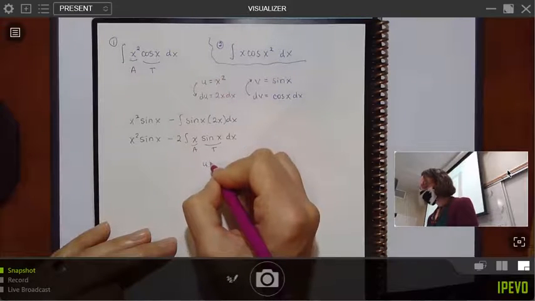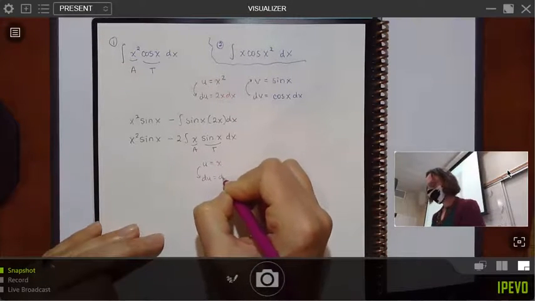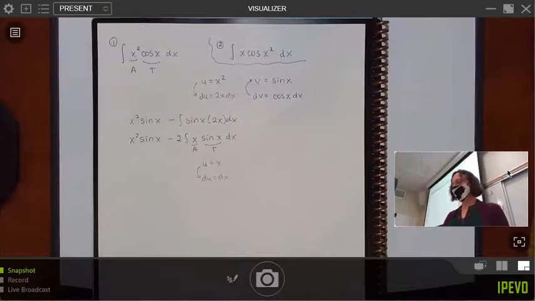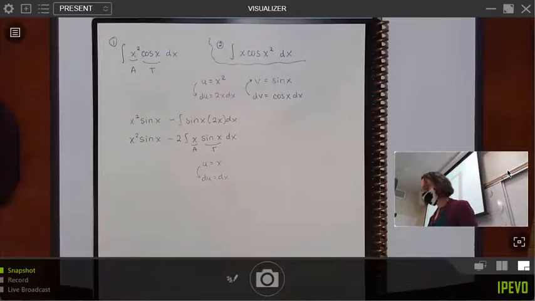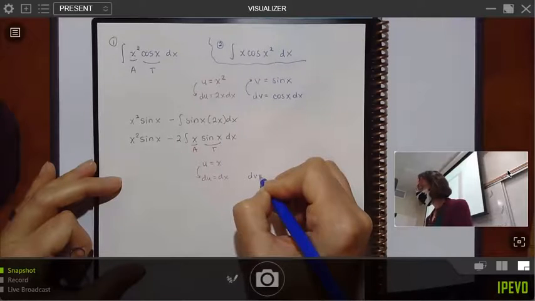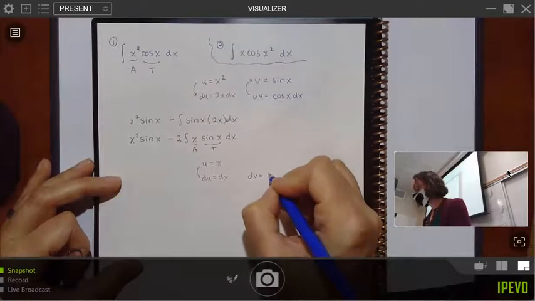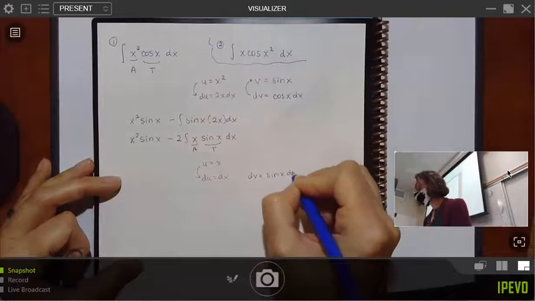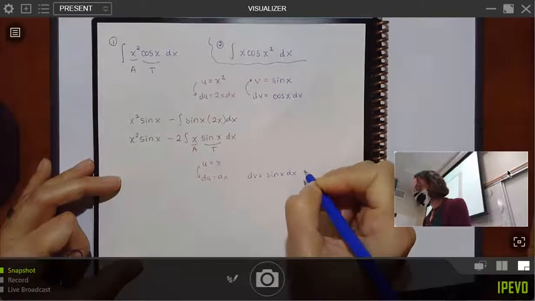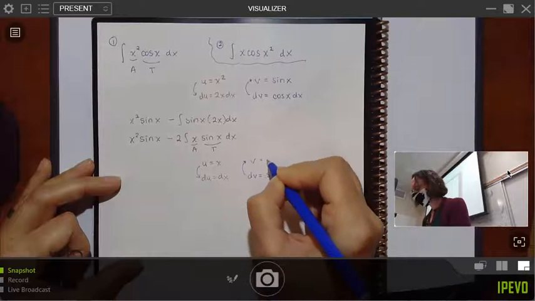I'm going to let u be equal to x this time, which is good because now I know at least I've reached the end. The derivative of u is dx, so I won't have to do another one. dv, as I have written it, would be sine of x dx, which means v is negative cosine x, totally.